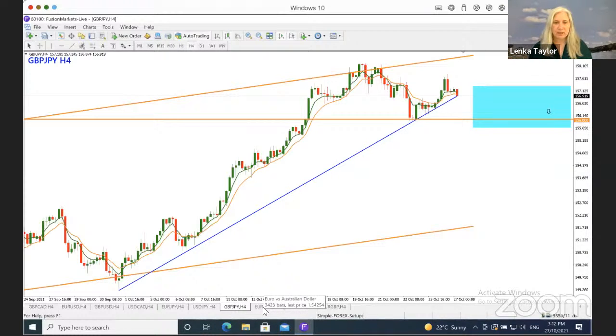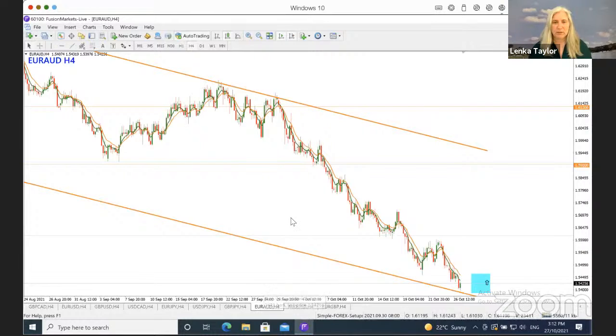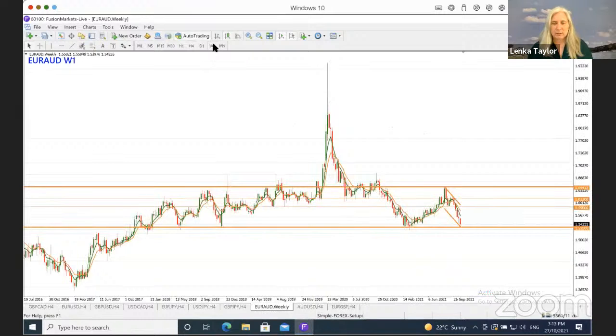Next currency pair I'm looking at is Euro Aud. And on Euro Aud, I'm looking for long. So let's have a look at the weekly. We've now come down to the bottom of that range where it's been for a number of years. So around the bottom, I'm looking for a reversal and looking for long. So let's have a look.